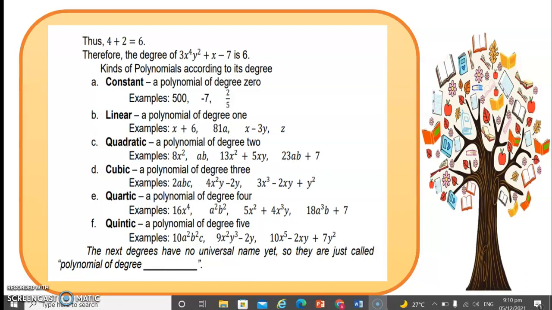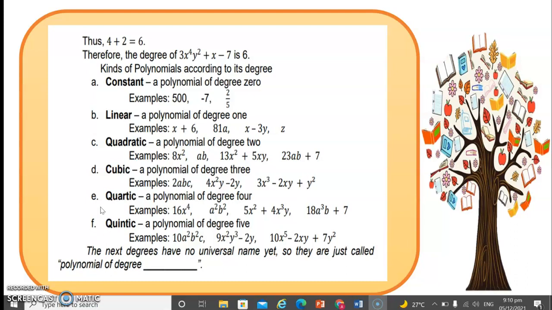Okay? So, next is cubic. So, a polynomial of degree 3. So, examples, we have 2abc. So, 1 plus 1 plus 1 is 3. Next, we have 4x squared y minus 2y. So, the biggest here is x squared y, so 2 plus 1, 3. And then, last, we have 3x cubed minus 2xy plus y squared. So, the greatest exponent here is 3. So, our degree is cubic.